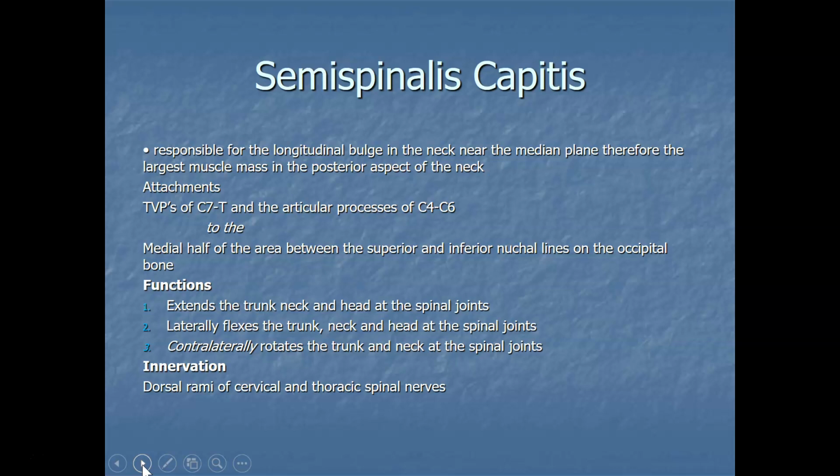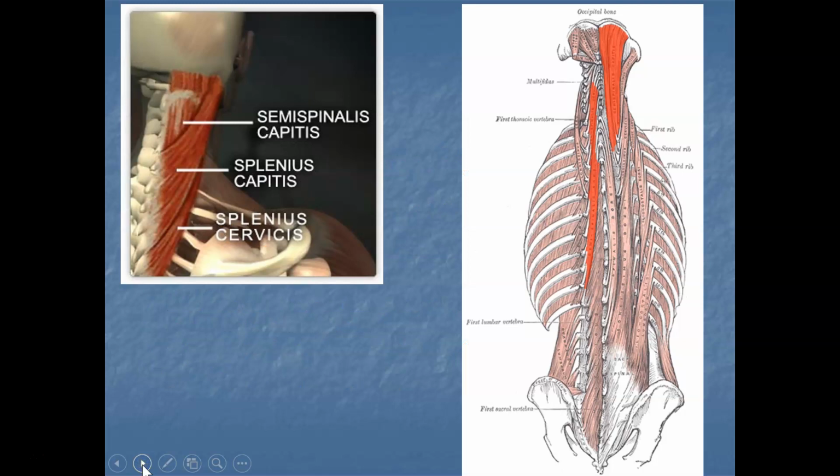Its function is to extend the trunk, neck, and head at the spinal joints when working bilaterally. It laterally flexes the trunk, neck, and head at the spinal joints unilaterally. And what I want you to realize is that this is a contralateral rotator of the trunk and neck at the spinal joints. So a bit different than what you might be used to. And its innervation is the dorsal rami of the cervical and thoracic spinal nerves.